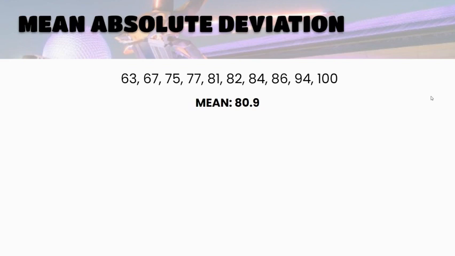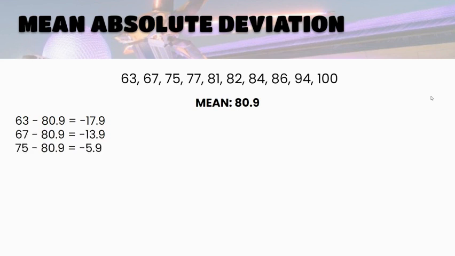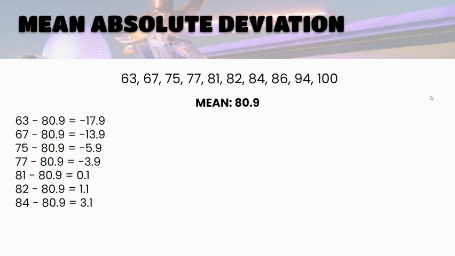Now, the next thing I need to do is take every data point and subtract the mean. So I'm going to do 63 minus 80.9, 67 minus 80.9, 75 minus 80.9, 77 minus 80.9, 81 minus 80.9, 82 minus 80.9, 84 minus 80.9, 86 minus 80.9, 94 minus 80.9, and 100 minus 80.9.